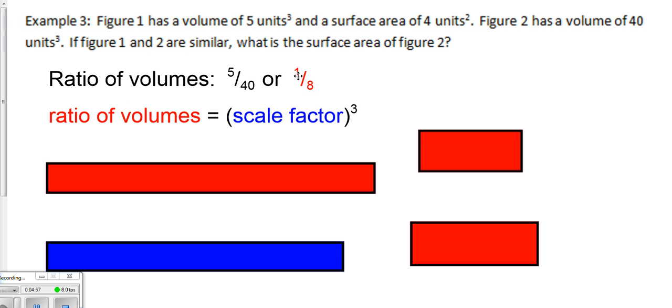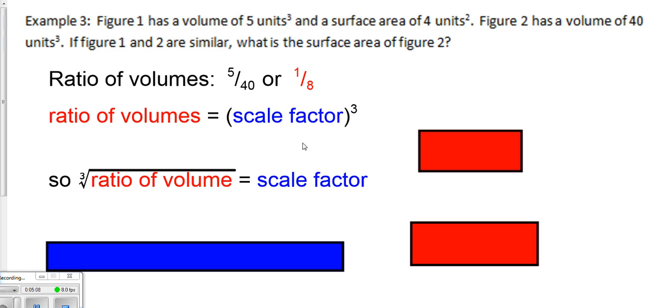The ratio of volumes, this red number, 1 to 8, 1/8, equals our normal scale factor cubed. So to get our scale factor alone, we would take the cubic root. This is going to be similar to taking a square root. On your calculator, you'll find a button that has a little 3 right next to the square root sign. This is a cubic root. It means what number times itself 3 times gives you this number. So we would take the cubic root of both sides. That's how we'd get rid of this cubed. So it's just scale factor over here, and the cubic root of the ratio of volumes over here.